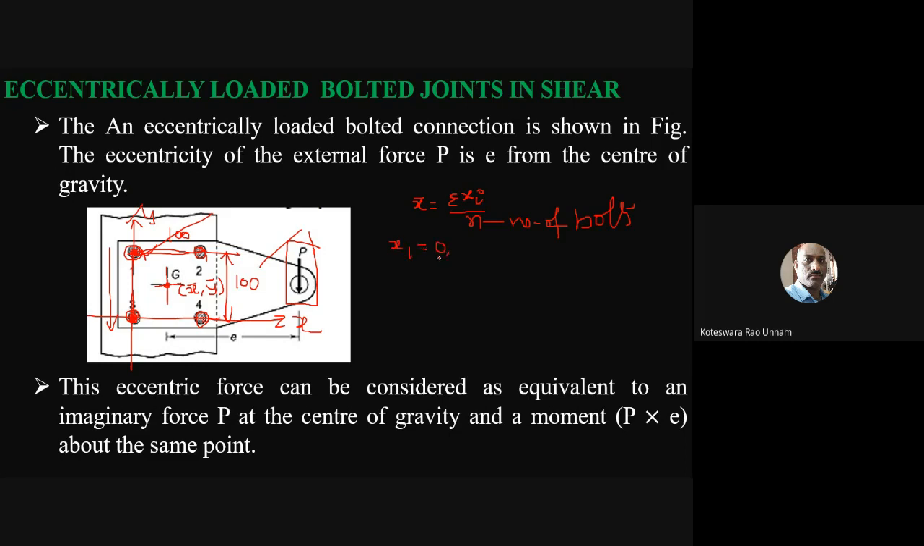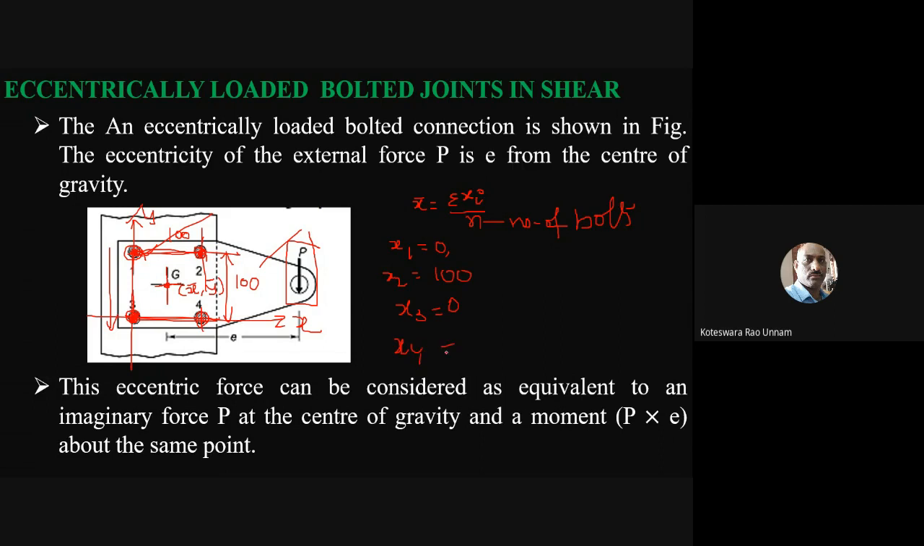x1 is 0. Then x2. Now you need to find out what is the x coordinate of this point. That is nothing but this distance. What is the distance of this one from the y-axis? That is 100, so x2 is 100. Then x3. Since the center of this rivet and your reference point coincide with each other, obviously your x3 is 0. x4 is this distance, that is again 100.